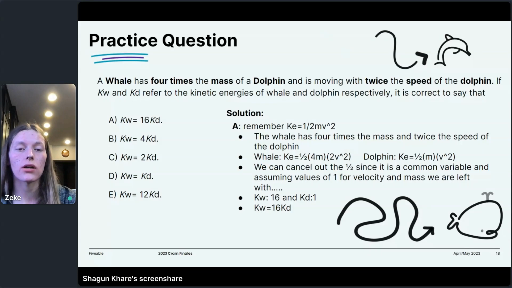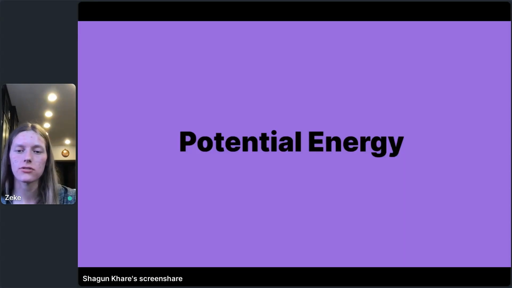So we plugged in 1, and for the whale, you would get 4 times 1, that's 4. For the 2 velocity squared, you would get 2 squared, that's 4. 4 times 4 is 16. And when you plug in 1 for the mass of the dolphin and 1 for the velocity of the dolphin, that's just 1 times 1. So we end up with a relationship of 16 to 1, and that is why our answer is A. Hopefully that helped, and I'm going to pass it on to our next presenter.